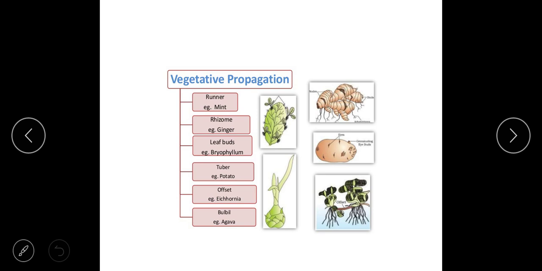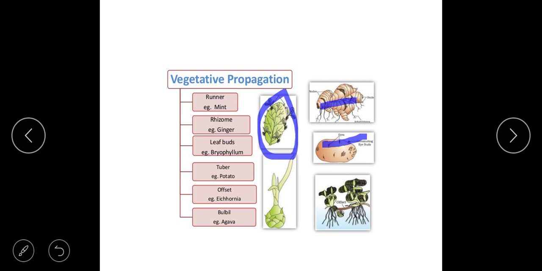Vegetative propagation is the means of reproduction generally seen in plants. Any part of the plant other than the reproductive part, the flower, when it is capable enough to produce offspring. Here you can see in this diagram reproduction by leaf in Bryophyllum, and by underground modified stems, like in ginger and potato. Potato is a tuber, ginger is a rhizome.